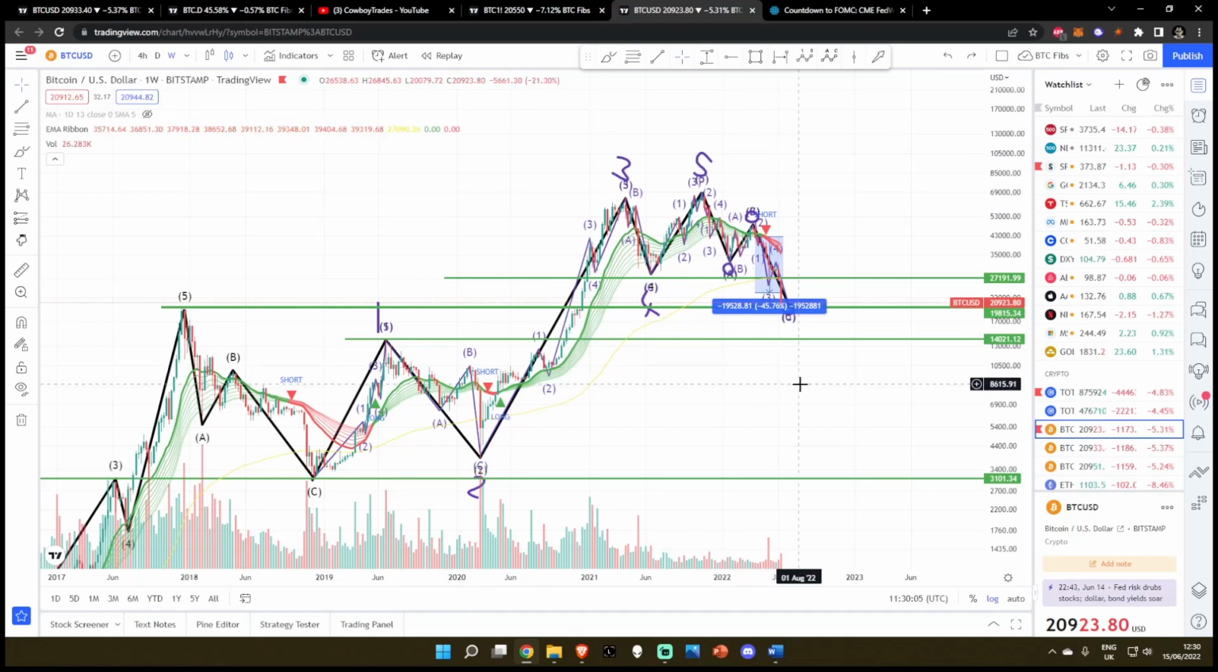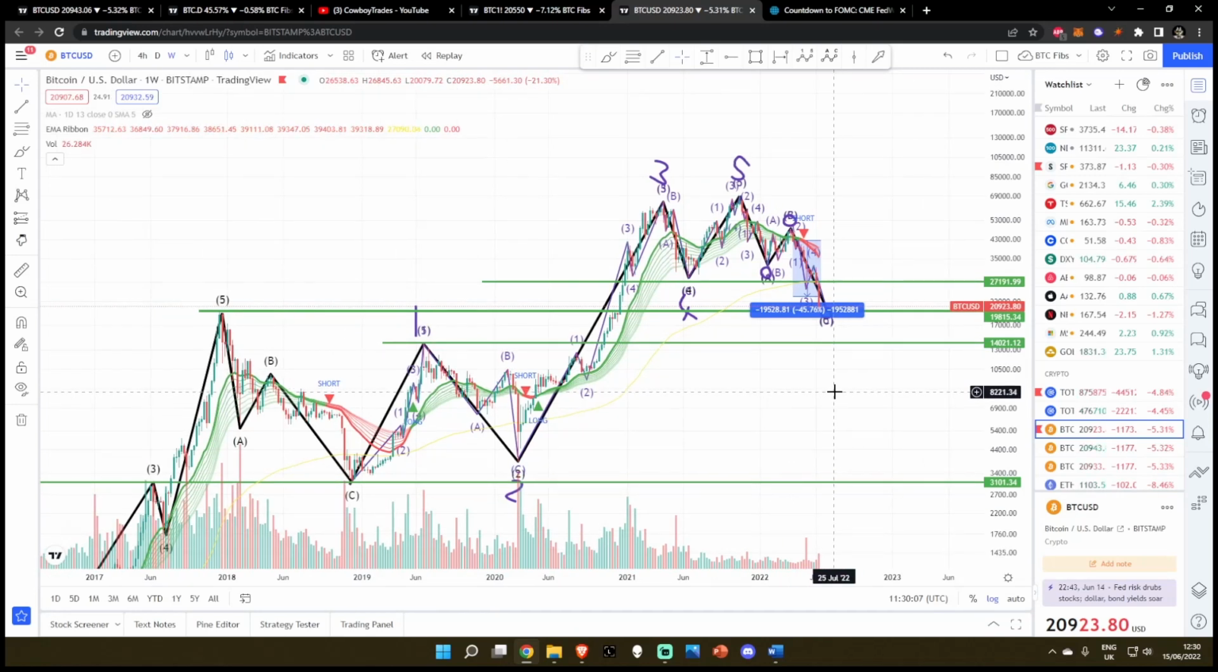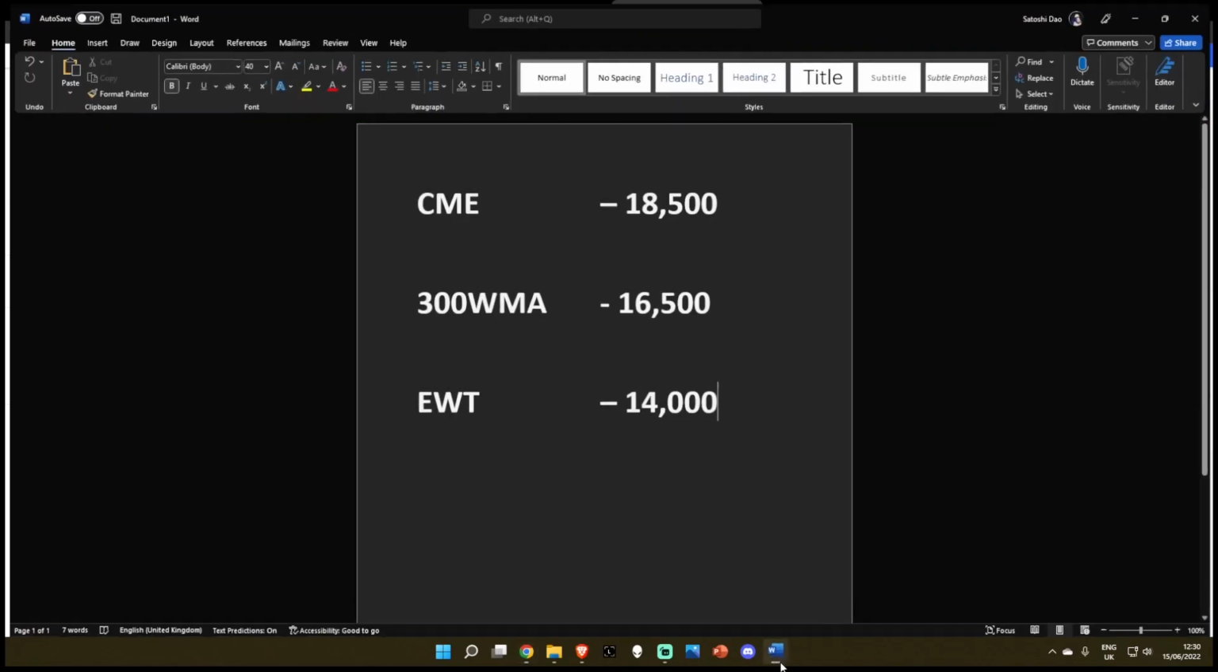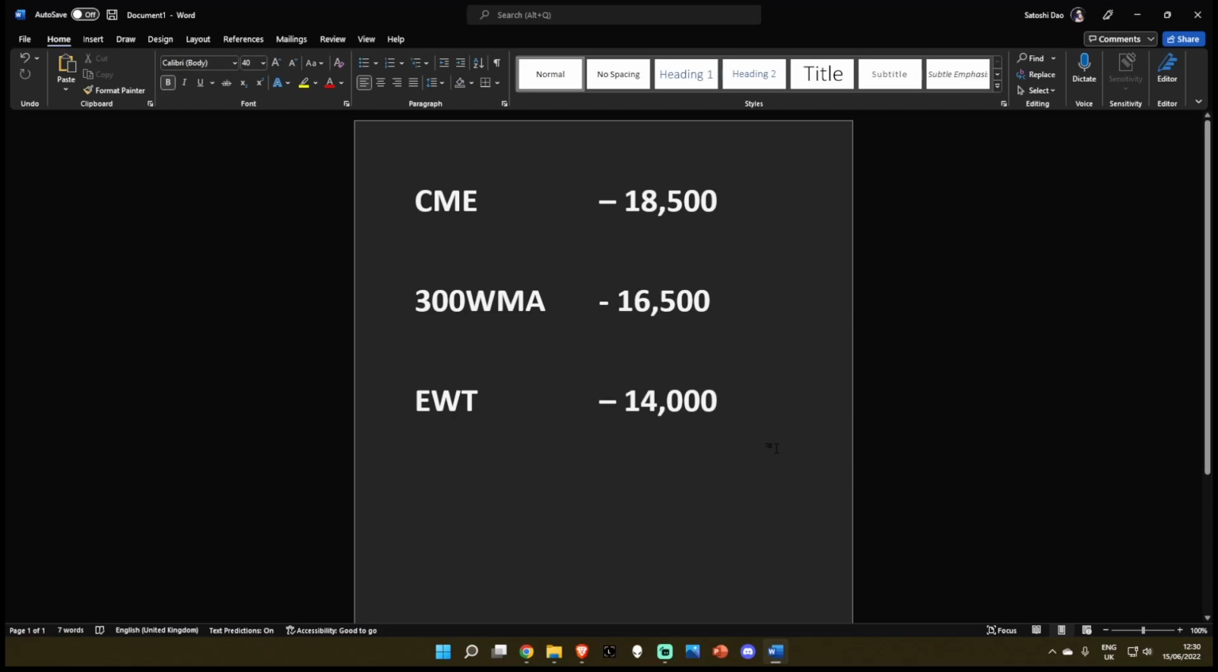So with all of that said, we now have three price targets on the Bitcoin price. The most conservative, once again, coming in at 18,500. The second most conservative coming in at 16,500. And the most bearish coming in at 14,000.